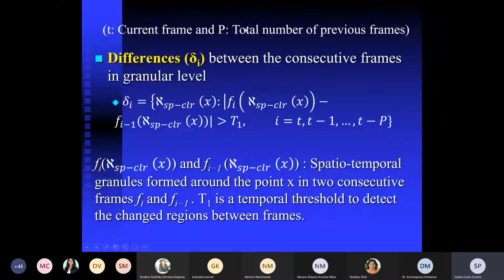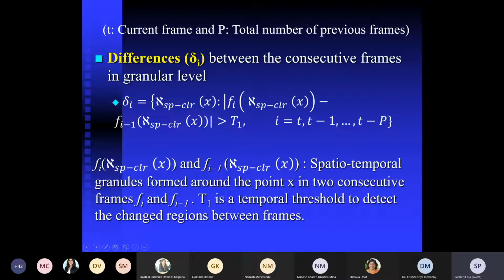So I take the difference between consecutive frames at the granular level. All are at the granular level. That means I compute all those granules such that the intensity value of this granule minus its value in the previous frame, I minus 1, is greater than or equal to a threshold. That constitutes a set of granules. It is called spatial color granules determined by threshold T1. And this spatial color granule at X and I minus 1 basically forms spatial temporal granules around the point X in two consecutive frames. So T1 is the temporal threshold to detect the change.